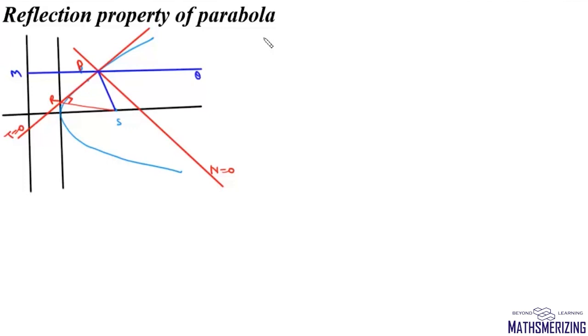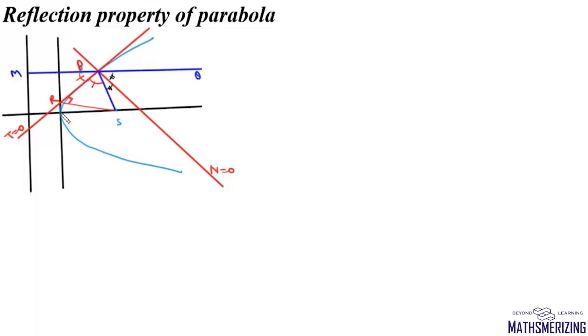Now the reflection property of a parabola says that if we have a tangent drawn at any point P, say t equals 0, and a normal drawn at the same point P, say n equals 0, then PT and PN are the internal and external bisectors of angle SPM. So this tangent bisects angle SPM internally, and this normal bisects angle SPM externally. This is the property we are going to use in the reflection property of a parabola.